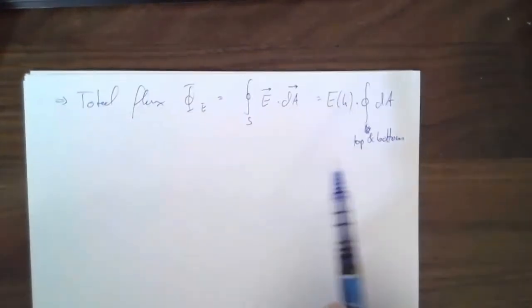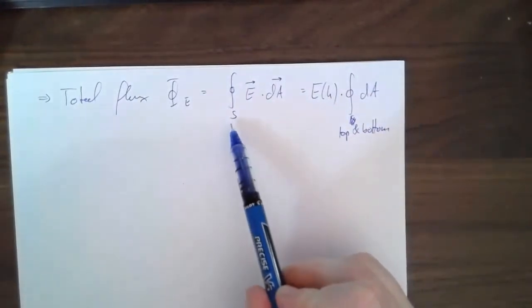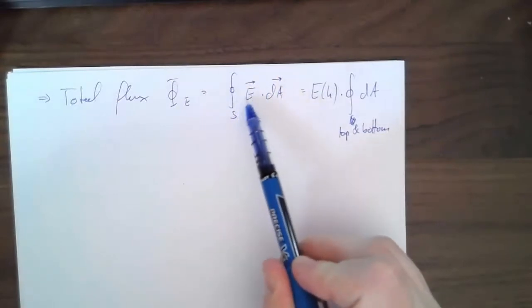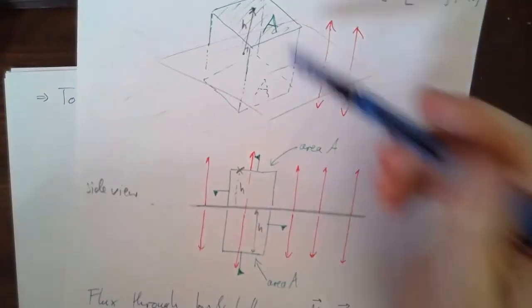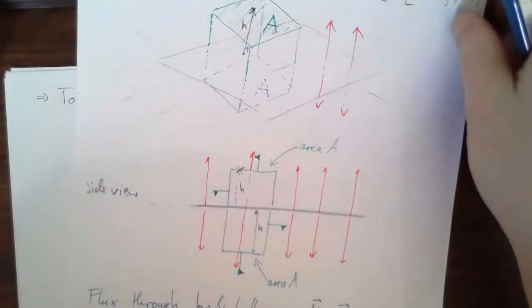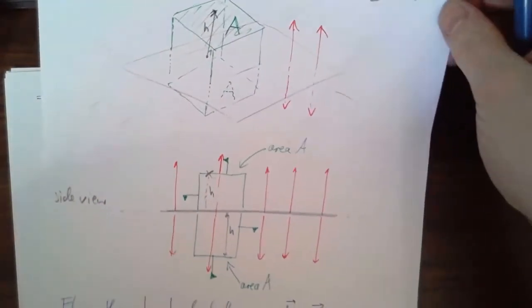Okay, if you're confused right now, remember this. An integral is a sum. I want to find the sum of the flux over the entire surface of the box, right? And I have to include all the sides because it has to be a closed surface for Gauss's law to be true.